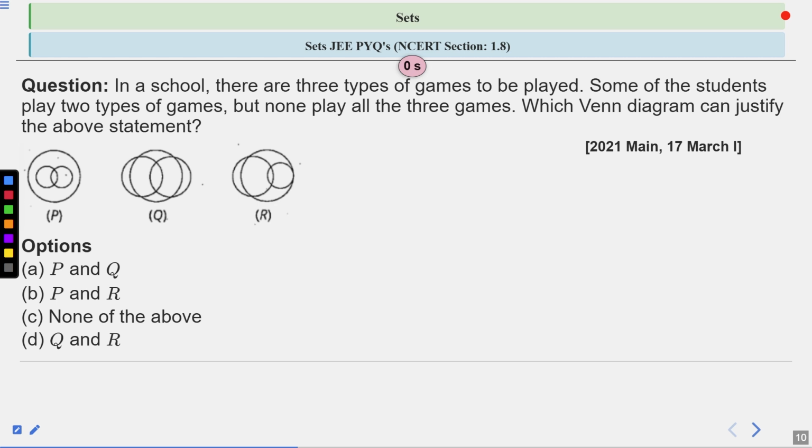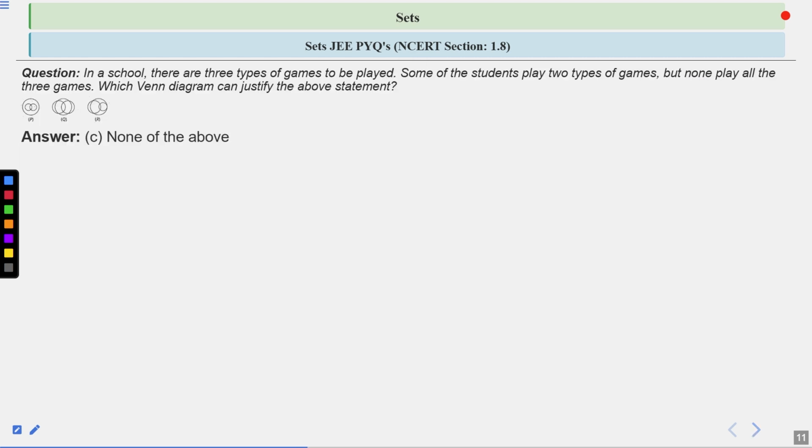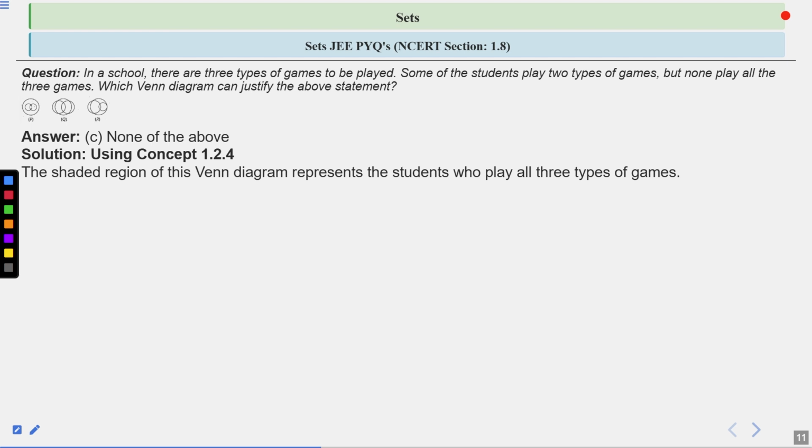So let us move to the solution slide. So the answer, the correct option is C, none of the above. Solution. So simply the shaded region of this Venn diagram represents the students who play all the three types of games. So here in P, if you observe, this shaded area or region represents the students who play all the three types of games. But the condition we have is simply that none of the students plays all the three games. So this is not going to be the correct option.